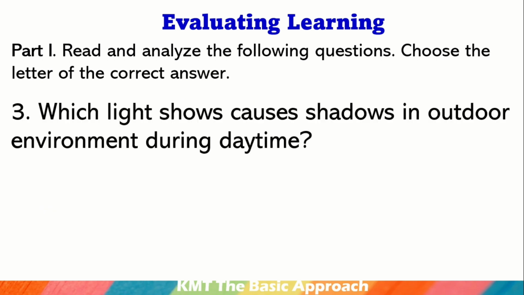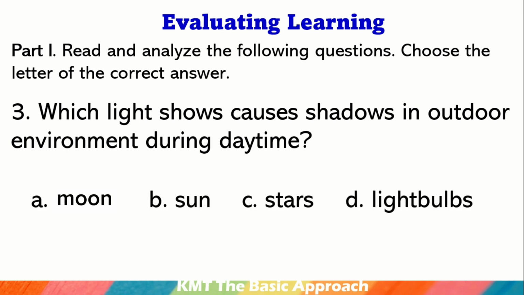Number 3. Which light source causes shadows in outdoor environment during daytime? Letter A. Moon. B. Sun. C. Stars. D. Light bulbs. What is the correct answer? Very good! The correct answer is letter B. Sun.